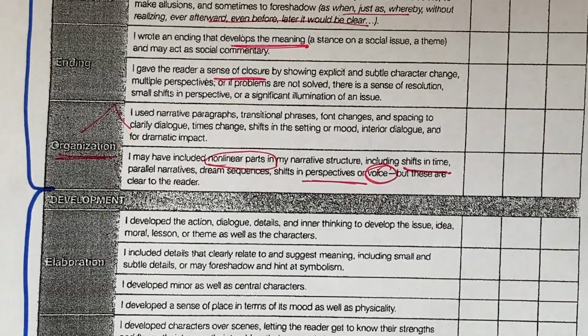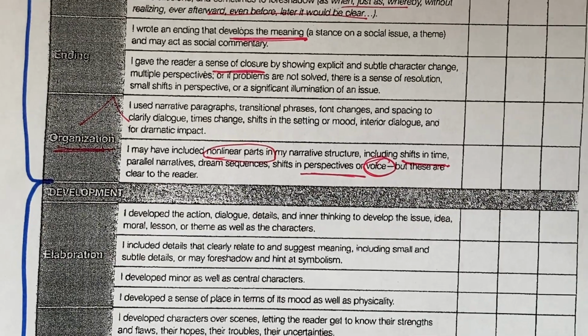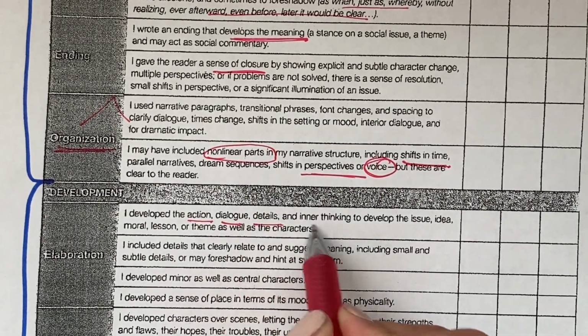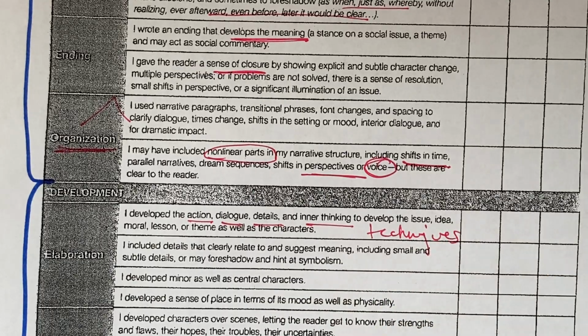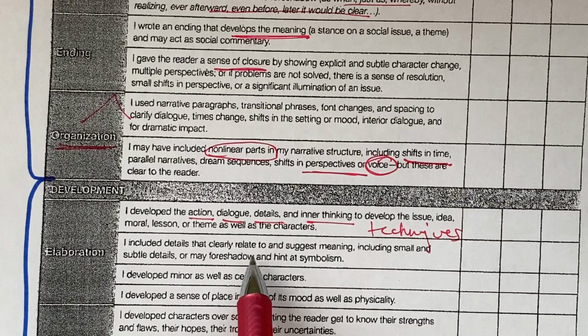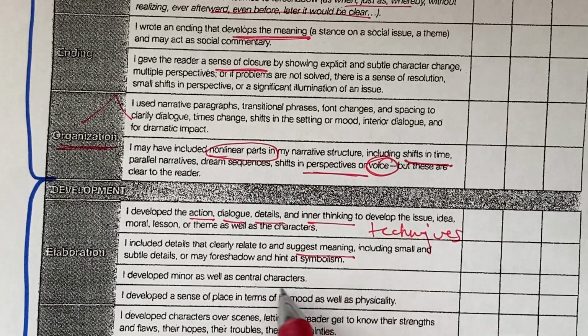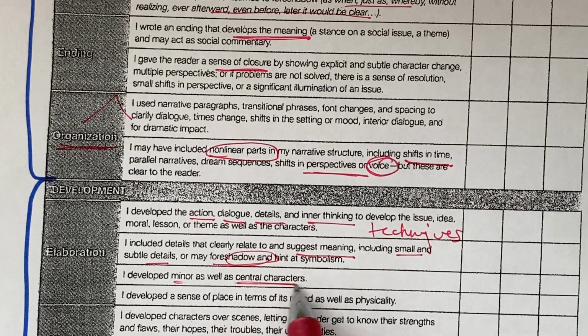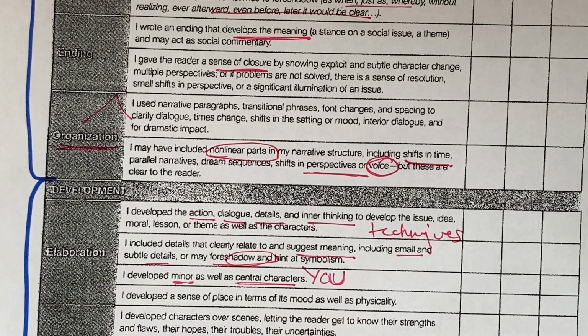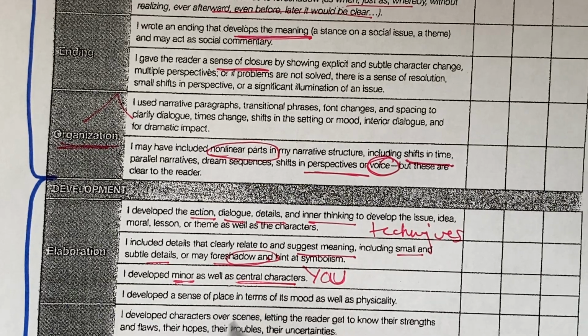The next part is going to be this development. That was the structure, how things are built, but now how you develop the pieces. So action, dialogue, details, inner thinking, these are all those techniques that we have been working at. And then details that relate and suggest meaning, maybe foreshadow or hint at something. They can be small, subtle details, but ones that really make a big difference. Also, you can develop minor as well as central characters, and your central character is you. But you want to think about the other people in your story and how they are interacting with you and how they really drive that theme home.